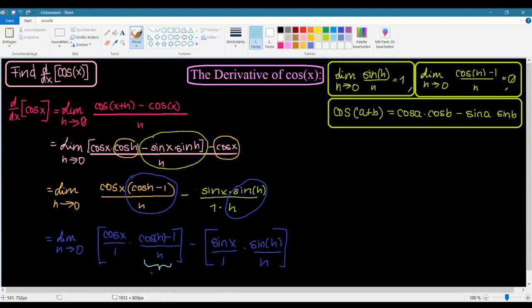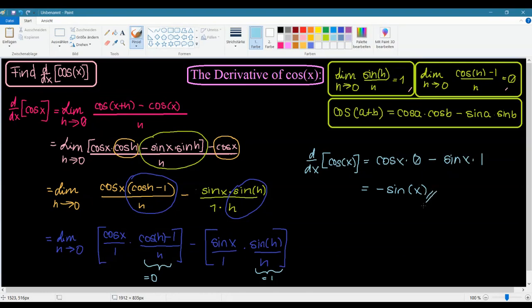This right here is going to become 0. And this right here is going to become 1. So our final solution is going to be d by dx of cosine x is going to be cosine x times 0 minus sine x times 1. And that just equals negative sine x. So we have proved that the derivative of cosine x is negative sine x.